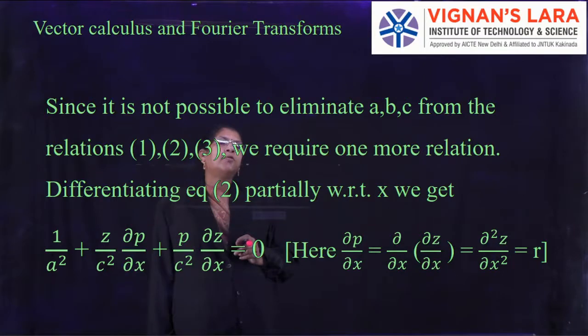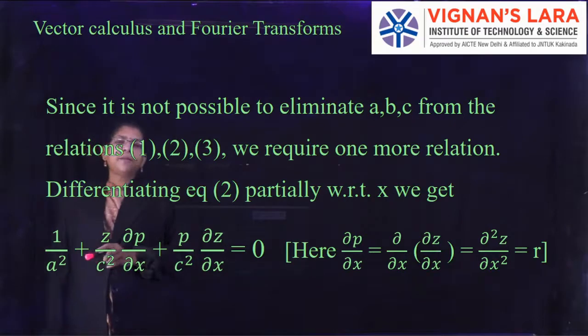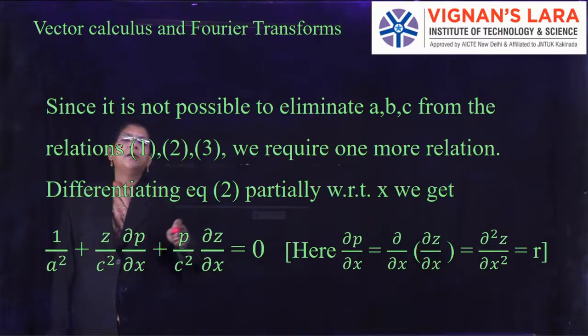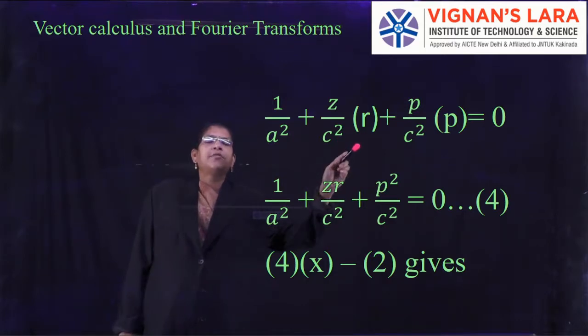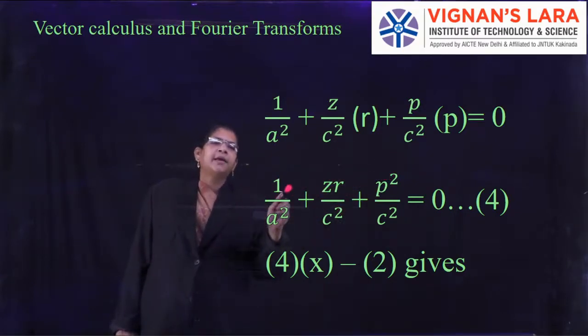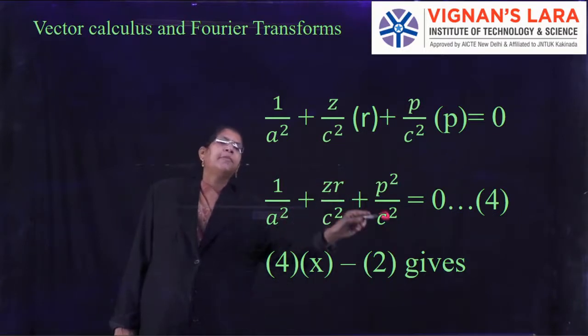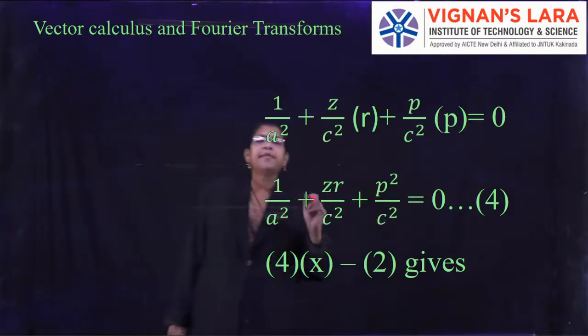How will you denote ∂²z/∂x²? With r. So now this step will become 1/a² plus z/c² into r plus p/c² into, what is the ∂z/∂x value? p. Equal to 0. Therefore 1/a² plus z/c² into r plus p/c² into p equal to 0. This implies 1/a² plus zr/c² plus p into p becomes p²/c² equal to 0. Take this as equation 4.